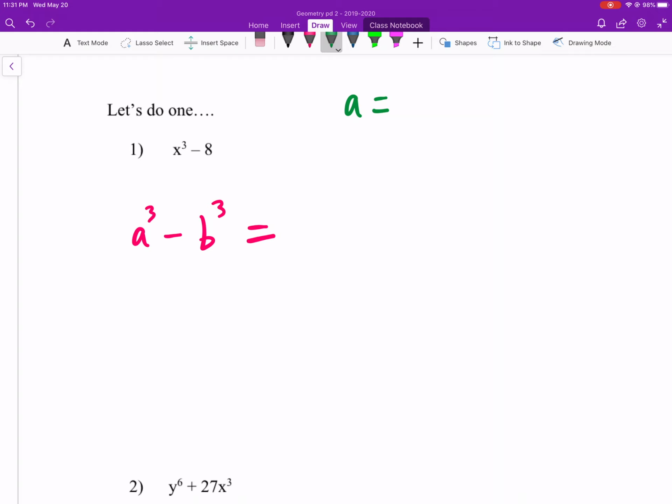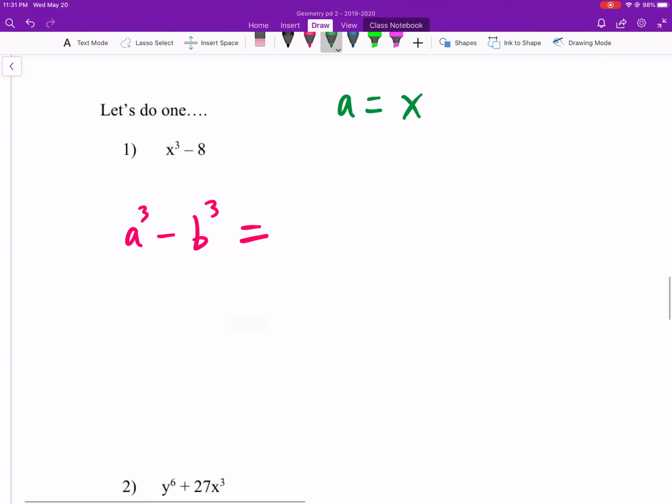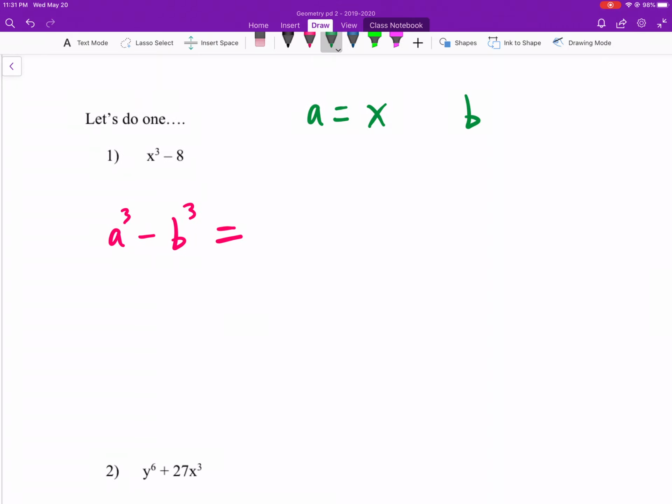So what times itself, right? Multiply 3 times gives me x to the third. That would just be x, because x times x times x gives me x to the third power. Now the b value, the second cube root, is saying what times itself, 3 times, gives me 8.